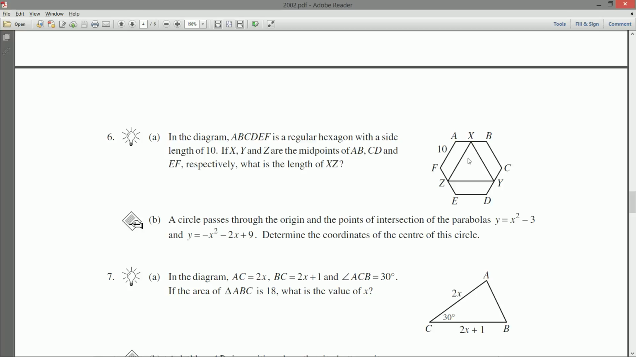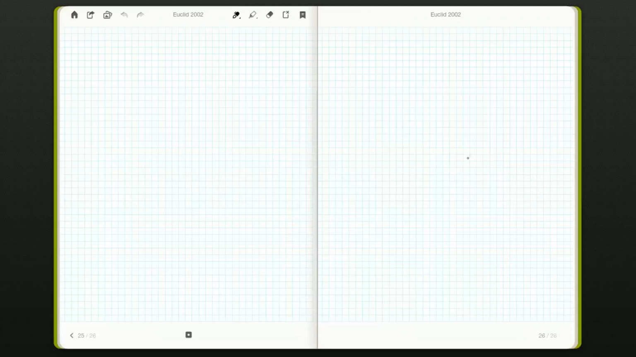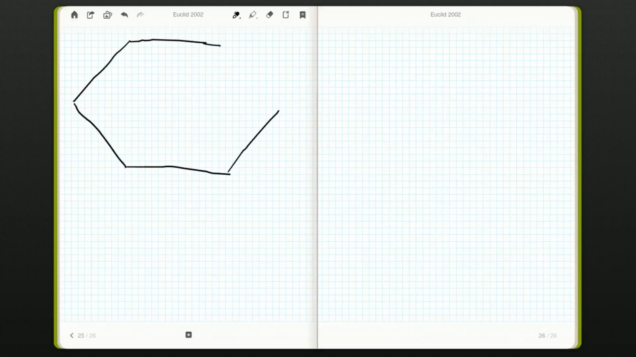Okay. I'm noticing there are trapezoids, like AXZF is a trapezoid, so that might be of some use to us. But let's draw the picture and see what we can see. Things to note will be that a regular hexagon has an interior angle of 120. That's important. Let's see if we can draw a hexagon properly here. Close enough.